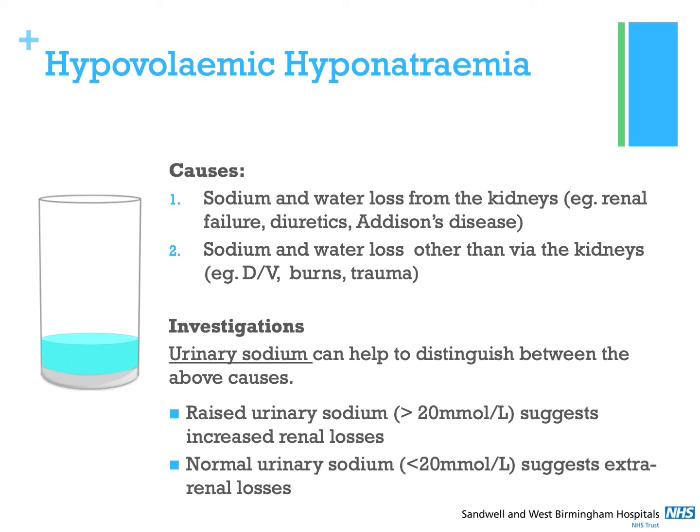Really, the urinary sodium will be the test which helps us distinguish between the above causes, clearly telling us whether the sodium is being lost from the kidneys or from somewhere else. A raised urinary sodium suggests increased renal losses, like in renal failure, but a normal urinary sodium suggests extra renal losses, like in diarrhea or vomiting. Again, clearly the history will be central actually in telling you where the likely source of fluid and electrolyte loss is.